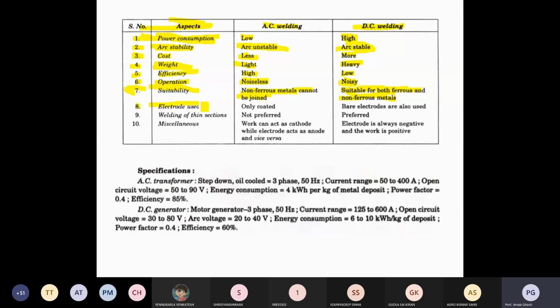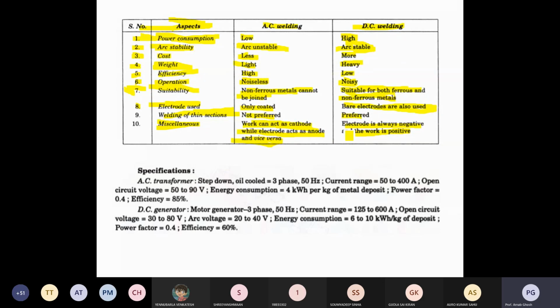Next, what kind of electrodes are used? In AC, only coated electrodes, but in DC bare electrodes can also be used. Welding thin sections is not preferred with AC, but it is preferred with DC. The miscellaneous point: the workpiece acts as a cathode while the electrode acts as an anode. So the electrode is your anode and the workpiece is your cathode. In DC electrode-negative polarity, the electrode is negative and the workpiece is positive. So this thing you can understand.